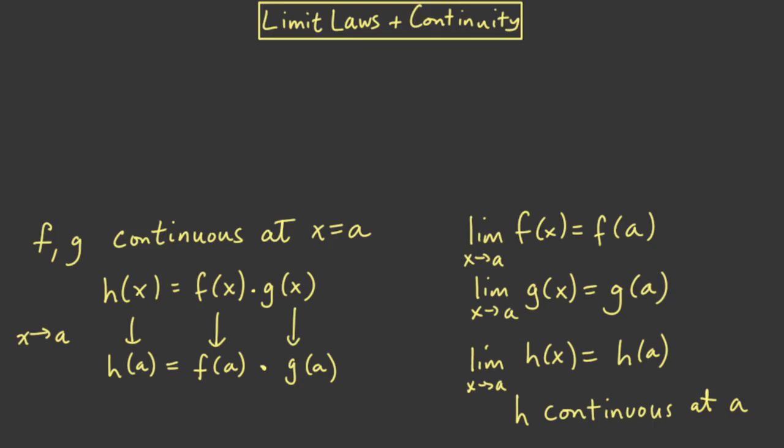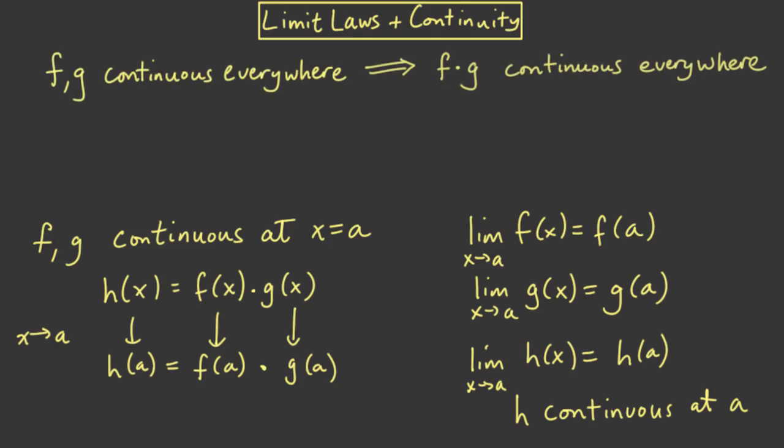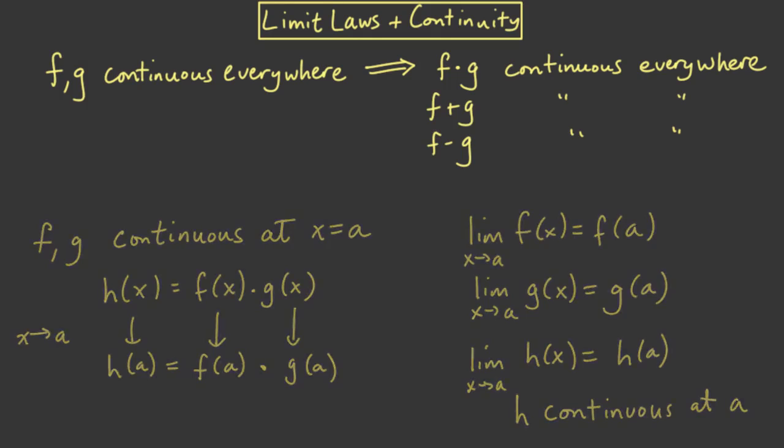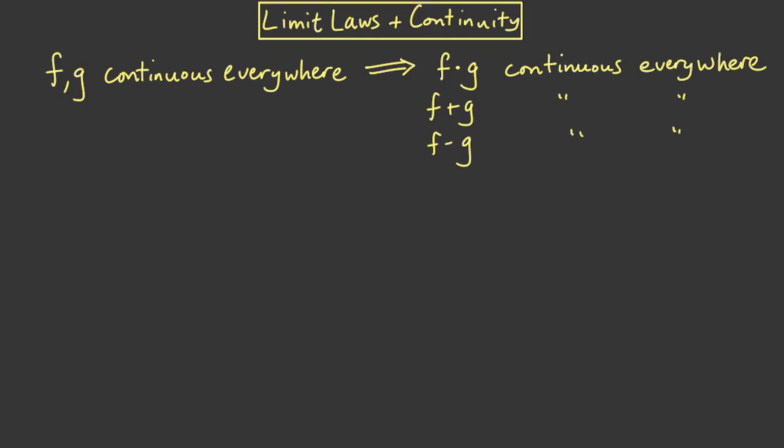So what we've just proven is that if f and g are continuous at some point, then their product is continuous at that point. And if f and g are continuous everywhere, then their product will be continuous everywhere. And the same thing will go for their sum or their difference. We just use the other limit laws in exactly the same way. We can deduce that a lot of functions are continuous based on these principles.